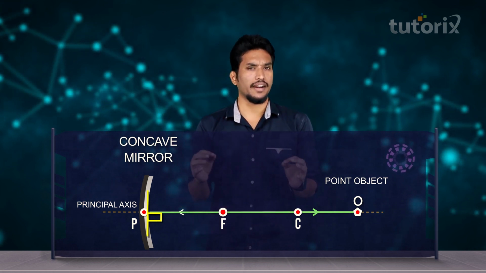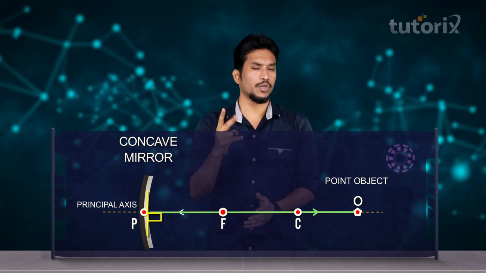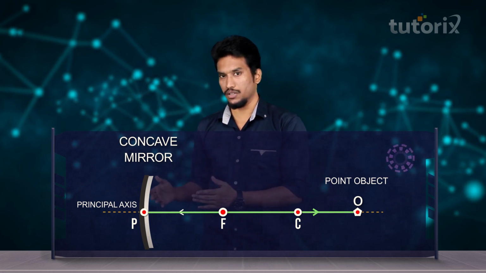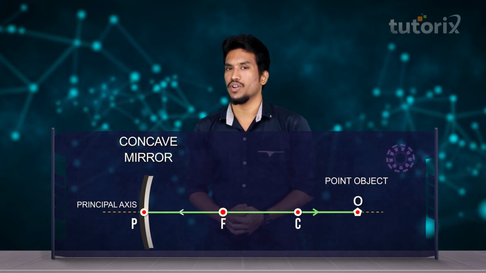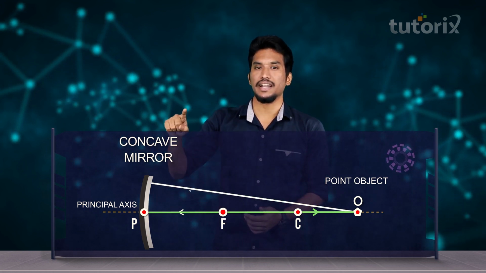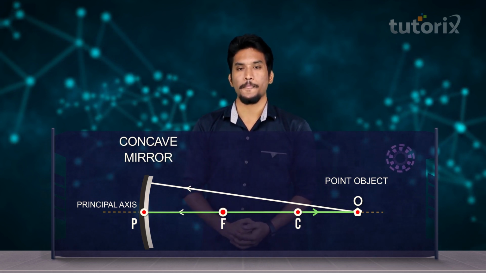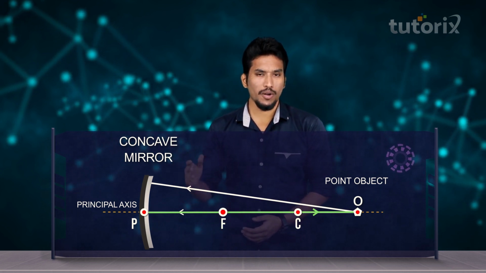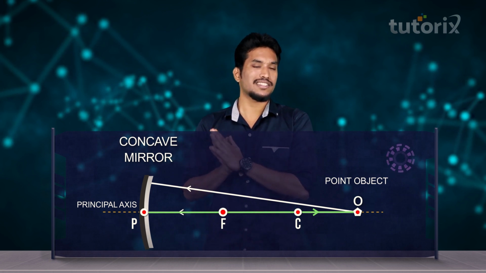Now, the other ray that we have talked about: we take two rays, right? One we have taken parallel to the principal axis, and for the other ray, we'll be randomly making it incident on the spherical mirror. That is not exactly normal to the spherical mirror, but is incident at some angle.